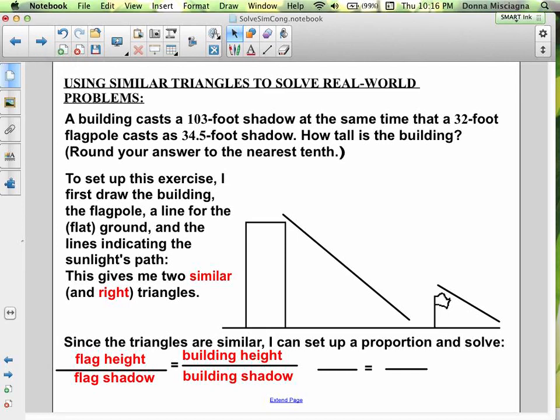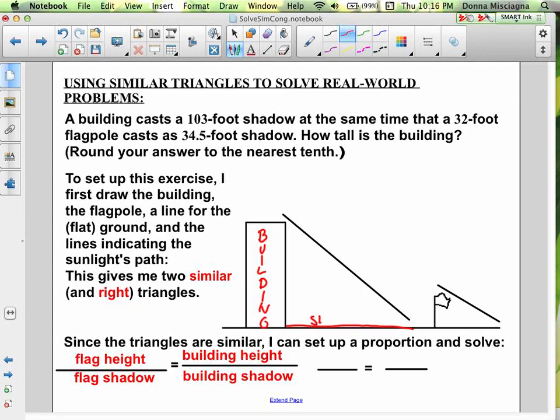All right, so here's our first one. A building casts a 103-foot shadow. Shadow is pretty easy to measure. It's on the ground. All right, so here's the shadow. And this, by the way, was the building. Here's its shadow. At the same time, a flagpole casts a, oh, let me write the numbers in there. So a building casts a 103-foot shadow. I didn't write the numbers in. I just identified shadow.